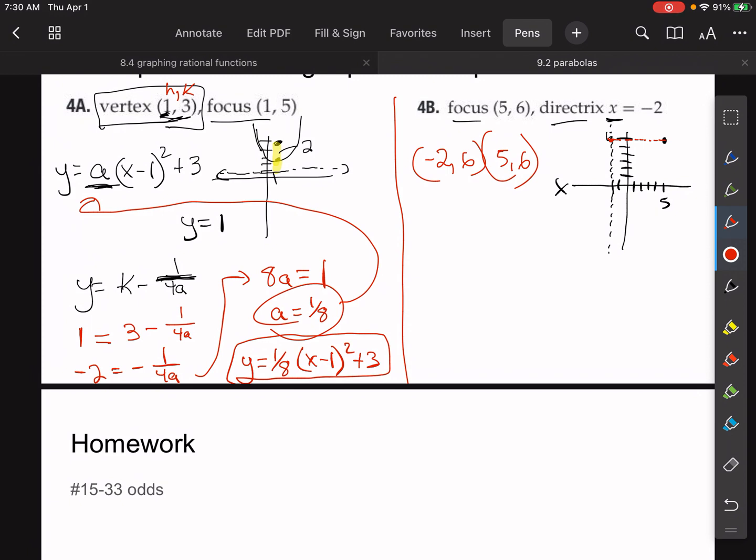So if I add the x values together, 5 plus negative 2, I get 3, and divide by 2, that's my halfway point, which is 3 halves or 1 1/2. Boom, there's my halfway point, that's my vertex. Okay, so I get a rough idea.